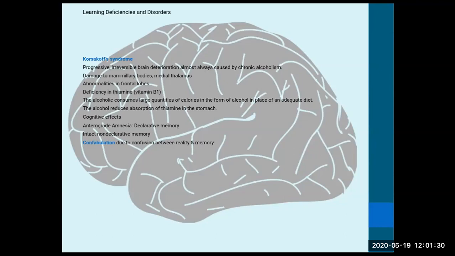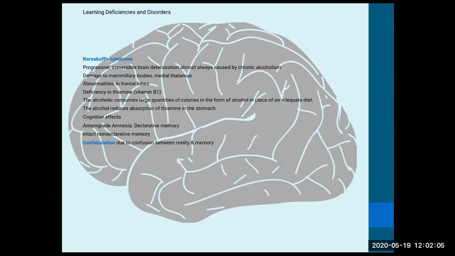We see anterograde amnesia in declarative memory. So we see memory loss very much like Alzheimer's disease. And kind of like HM, we see an intact non-declarative memory. So it doesn't seem to affect the basal ganglia, the striatum. It doesn't seem to affect the cerebellum, although, of course, drinking shuts down the cerebellum, so your balance is off, but not completely. It doesn't deteriorate it.